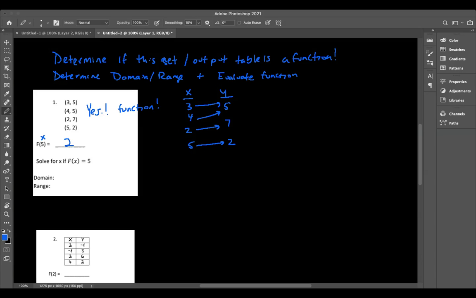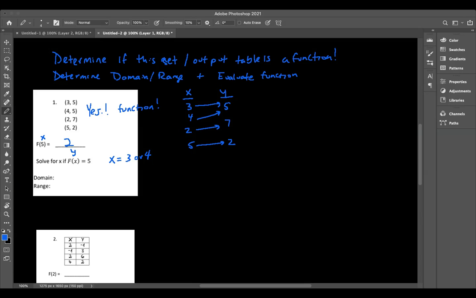So let's look at the next one. Solve for x if f of x is equal to 5. So what does f of x mean? f of x means y. So where does the y equal 5? The x would be 3 or 4. Because it's a 5, and it maps to 3, and it also maps to 4, both would be the answers to that question. And that's how it would work.